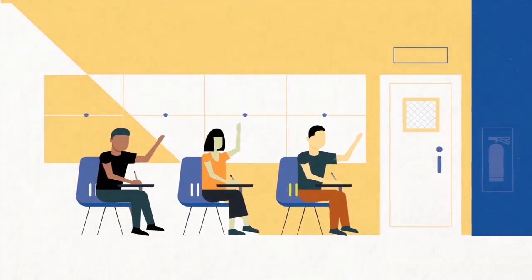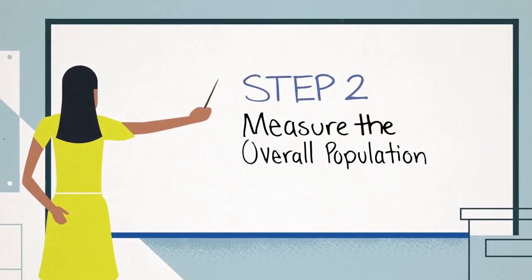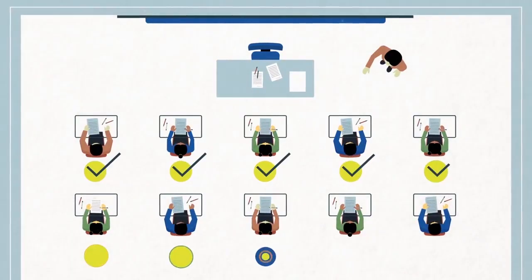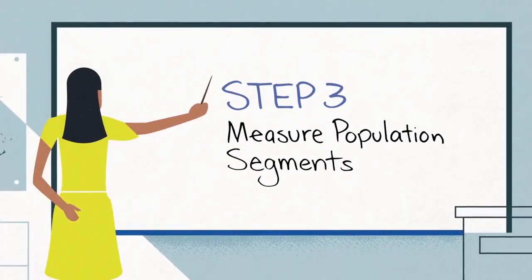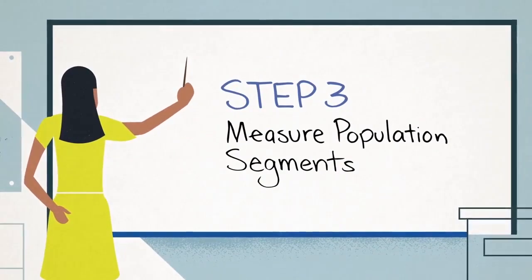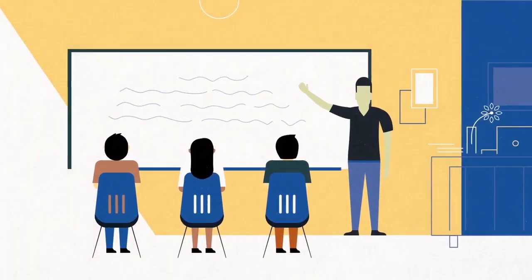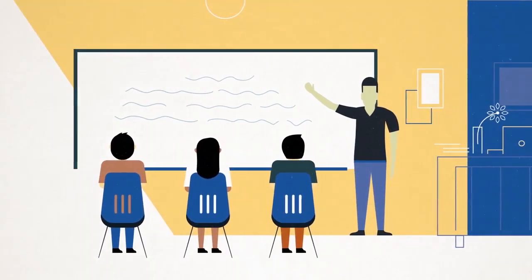Second, measure how the overall population fares relative to the universal goal. In this example, we might discover that only 80% of 8th graders are proficient in 8th grade math. Third, measure the performance of population segments relative to the universal goal. So although 80% of all 8th graders are proficient, we might find that only 70% of Latinx students are proficient.